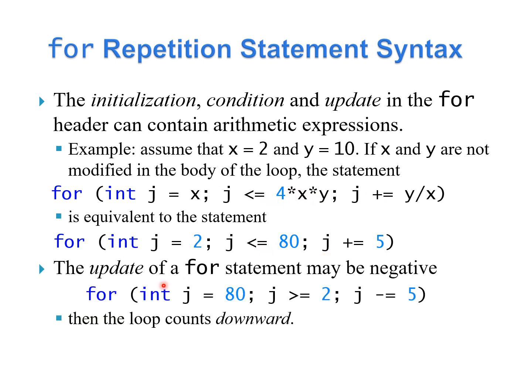Also, the update for a for statement may be negative. For example, you can decrease the control variable j by 5. And so in that case, you may start it with a higher value, and then the condition would be to test if it's still higher than a threshold. Okay? And then you continue to decrease it. So in this case, the loop will count downward instead of upward.